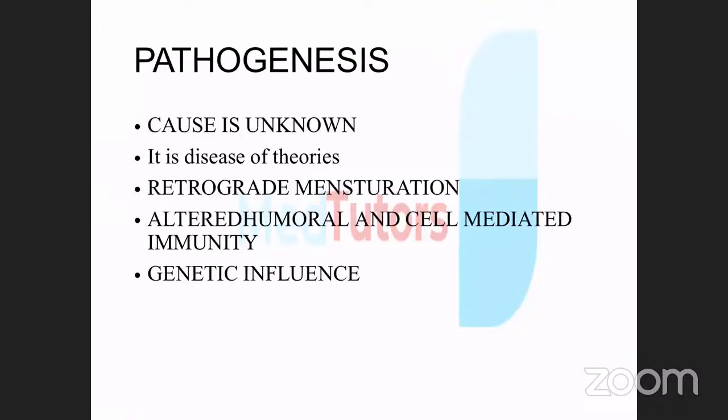The pathogenesis of endometriosis is unknown, and just like preeclampsia, it is a disease of theories. Some of the theories include retrograde menstruation, altered immunity, genetic predisposition, amongst others. Next slide.